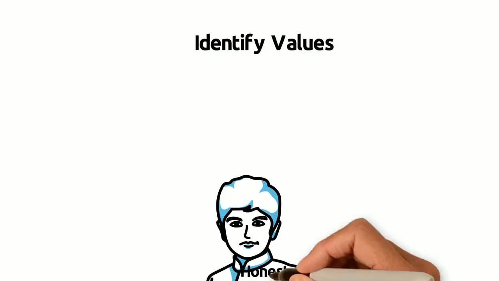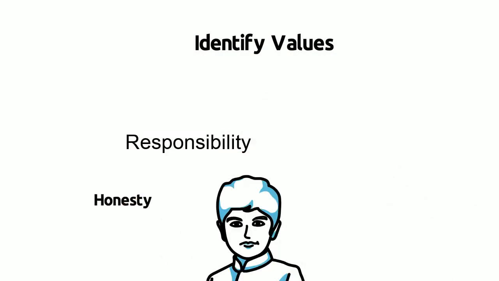Next, Robert needs to identify his values. It's important for Robert to be honest and to accept responsibility for his actions. Robert also feels it's important to be loyal to his friends.